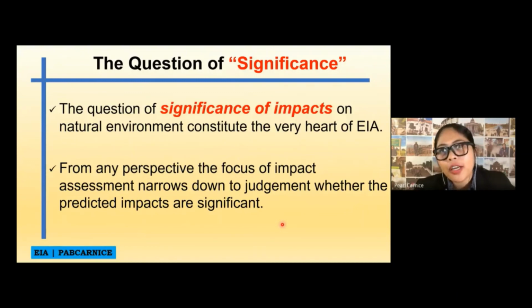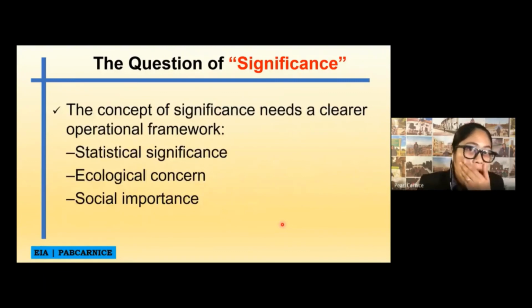Of course, the reason why we are conducting an EIA study is for us to predict what could be the possible impacts of the specific project or activity. So from any perspective, the focus of impact assessment narrows down to judging whether the predicted impacts are significant. So the concept of significance needs a clear operational framework.